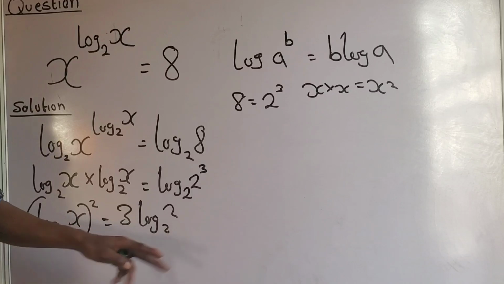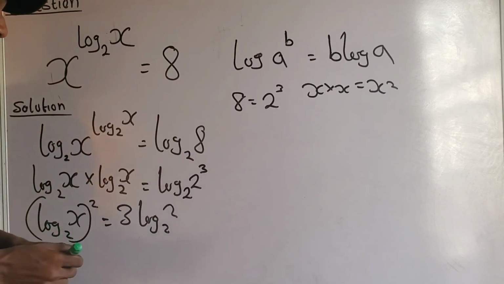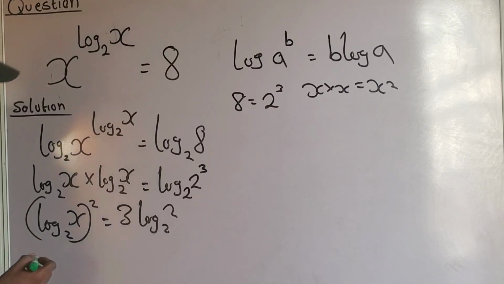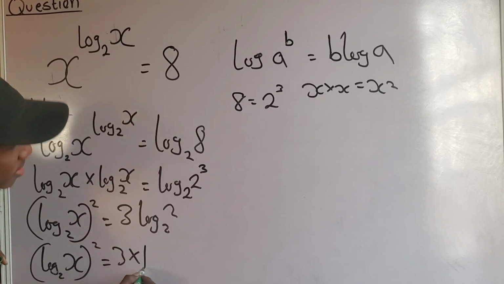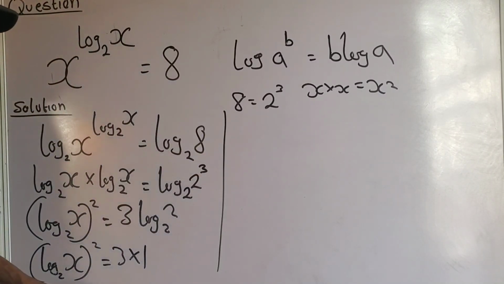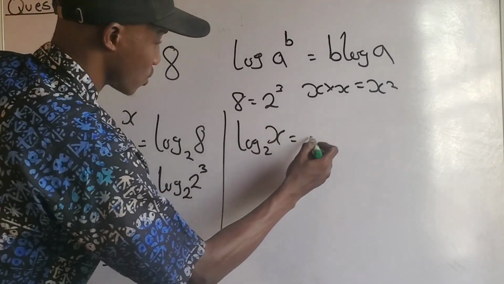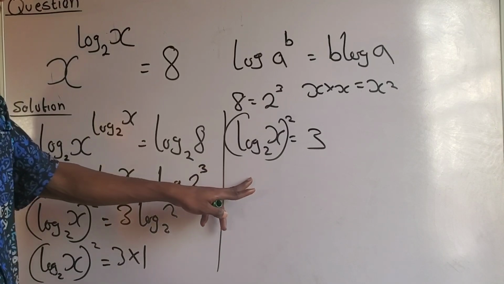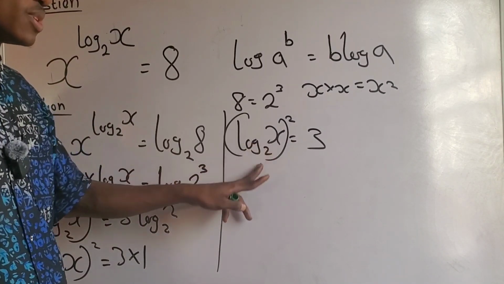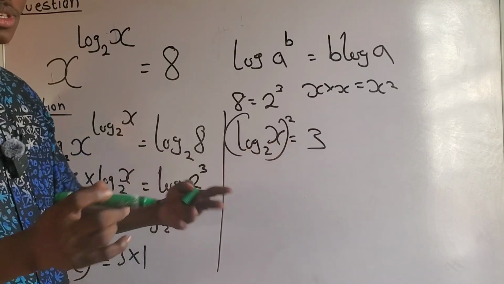Now, don't forget that the logarithm of a number to the same base will give us 1. You understand? So, I'm going to have log x base 2 raised to the power of 2 equals 3 times 1. Having gotten to this point, log x base 2 squared equals 3. Don't forget the square. Now, to find the value of log x base 2, you have to take the square root of both sides. I want to eliminate the square, so I have to take the square root of both sides.